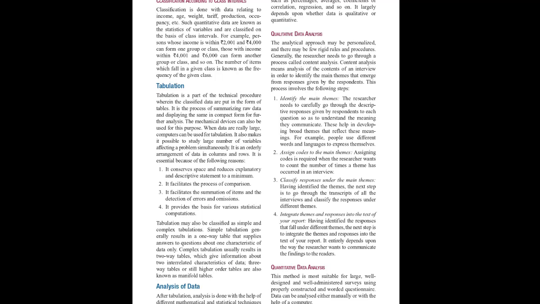Tabulation. Tabulation is a part of the technical procedure wherein the classified data are put in the form of tables. It is the process of summary used for this purpose. When data are really large, computers can be used for tabulation. It also makes it possible to study a large number of variables affecting a problem simultaneously. It is an orderly arrangement of data in columns and rows. It is essential because of the following reasons.